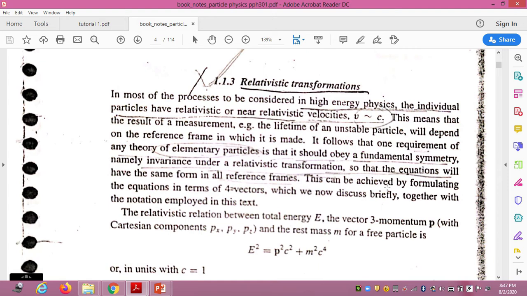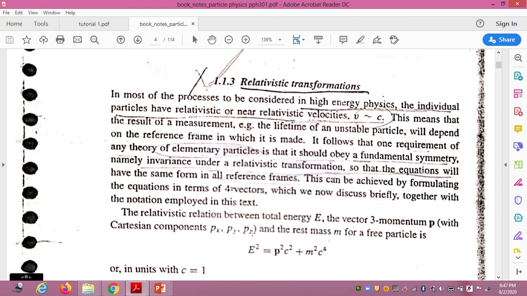Okay. So this can be achieved by formulating the equations in the form of four vectors. These four vectors are very important, and we are going to focus on this part only when we are talking about the transformations. Okay.